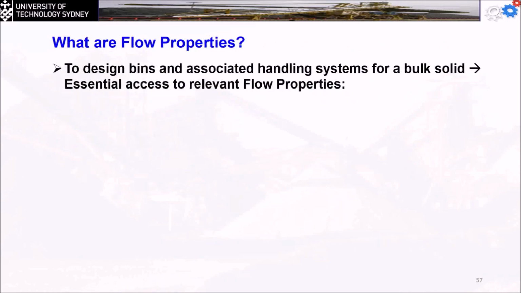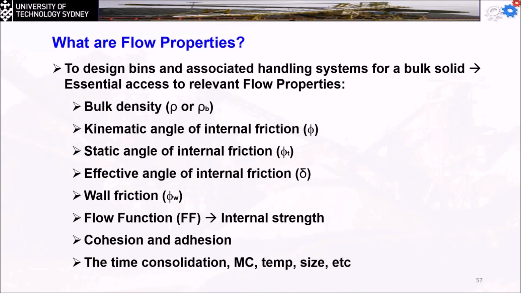the bulk density, the kinetic angle of internal friction phi, the static angle of internal friction phi t, the effective angle of internal friction delta, the wall friction phi w, the flow function, or what you know as the FF, which represents the internal strength of the material, the cohesion and the adhesion, and the time consolidation according to the temperature, the size, and so on.